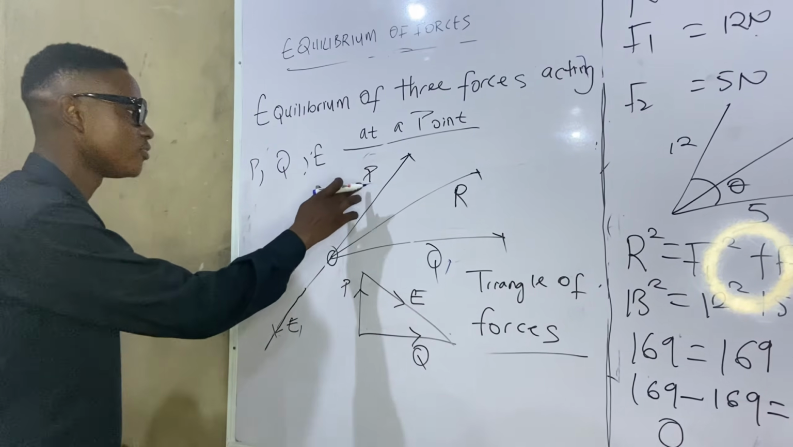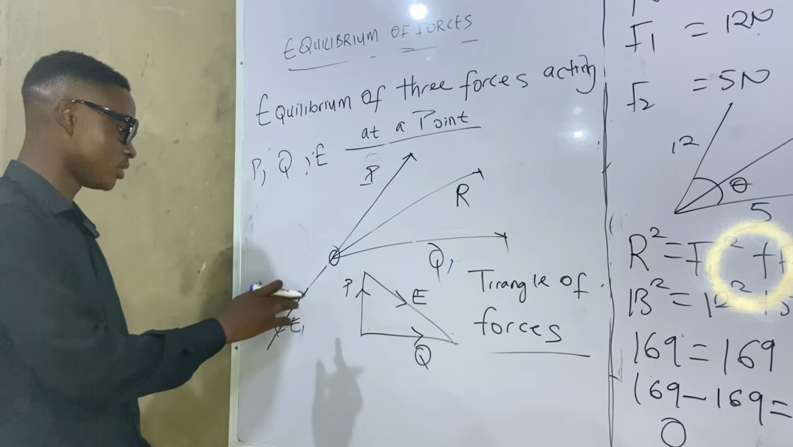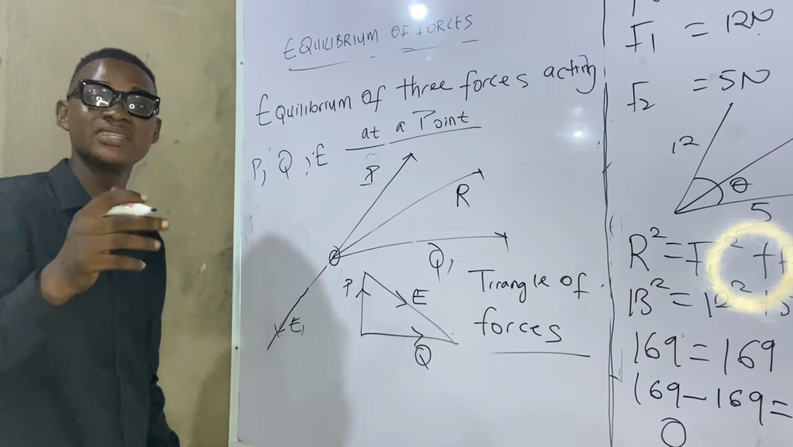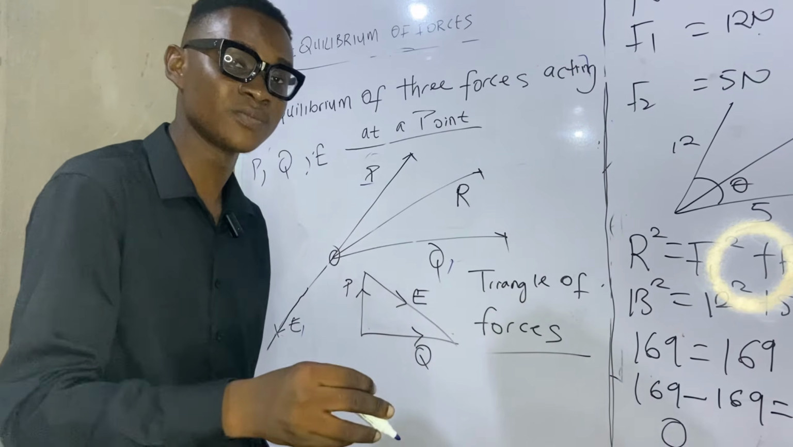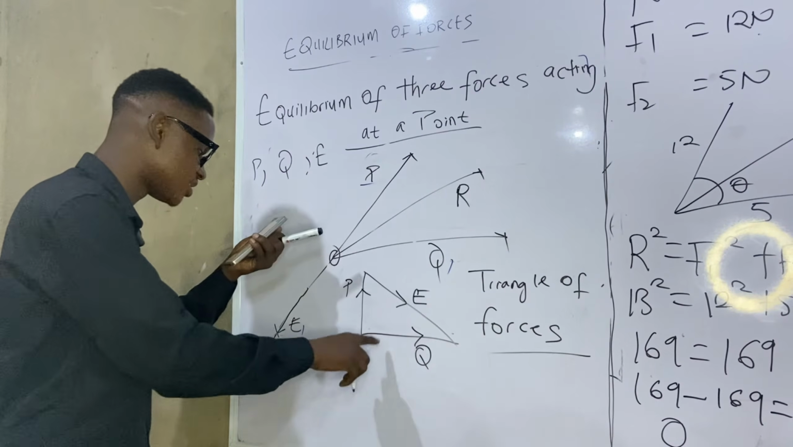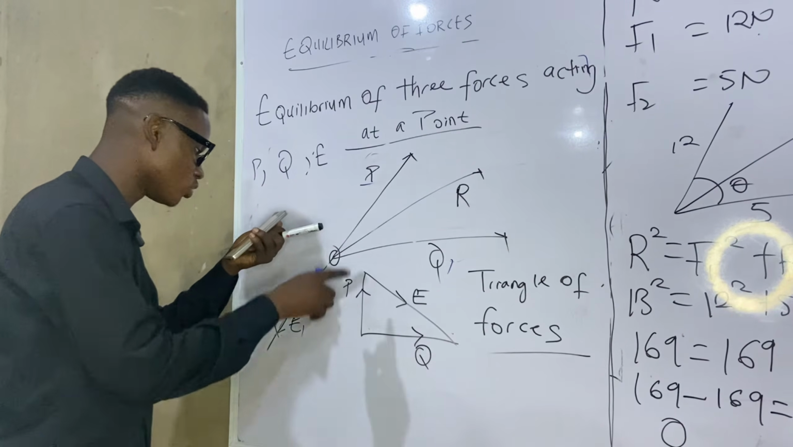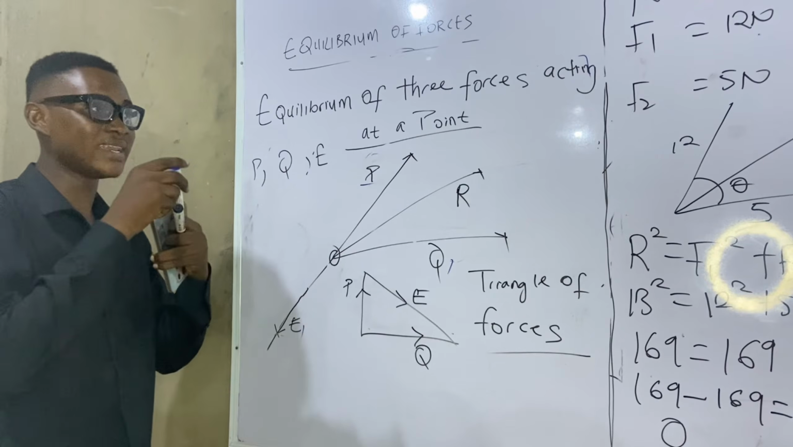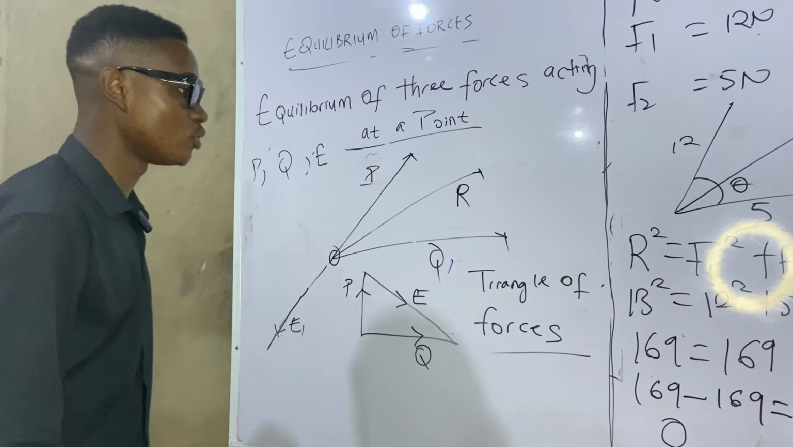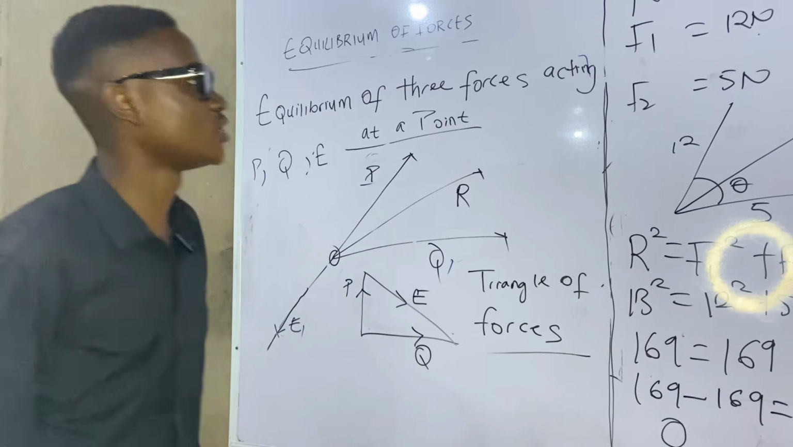So if these forces 1, 2, 3 are in equilibrium, they can be represented in both magnitude and direction by the three sides of a triangle taken in order. So let's take an example to help us illustrate this. So let me clean here.